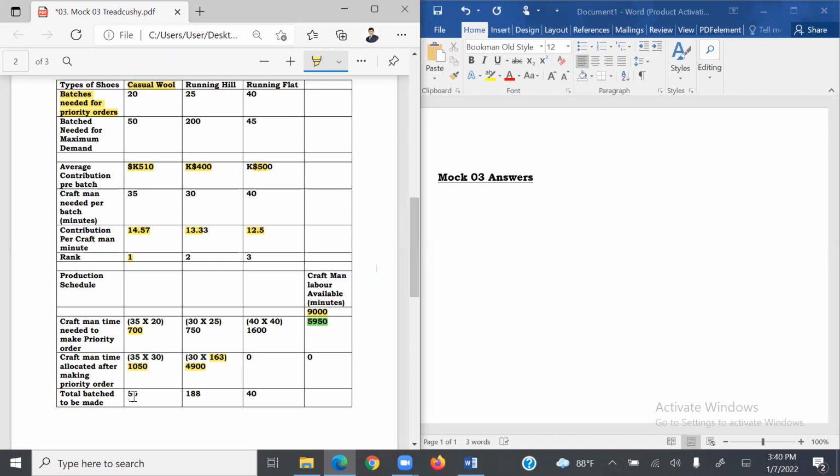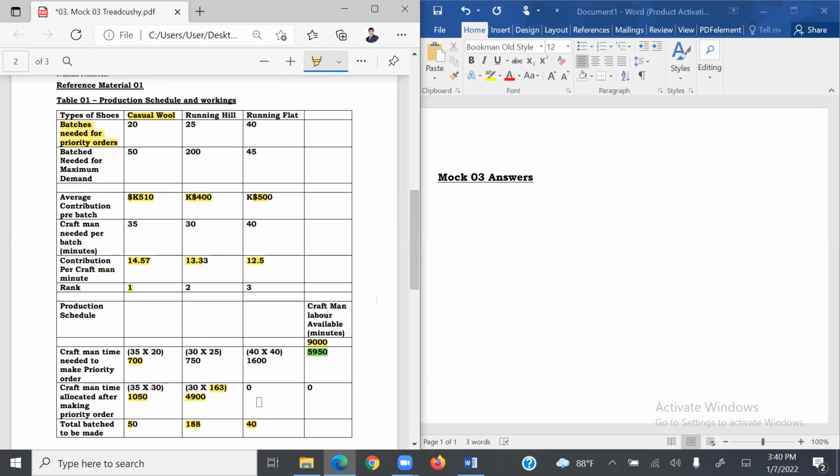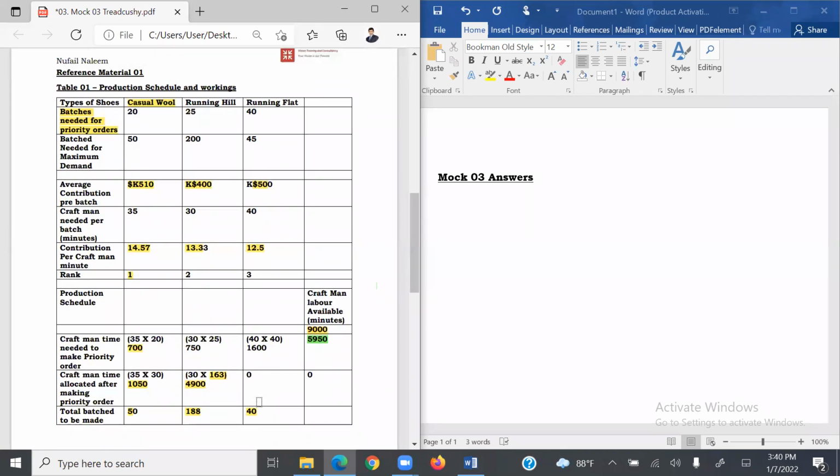So total batch made. Here everything is made. Here only 188 is made. And here only the priority orders are made. So students, this is how they have done the production schedule. So we need to interpret the production schedule. Before we go into the interpretation of the production schedule, any questions you have, you can ask me, students.